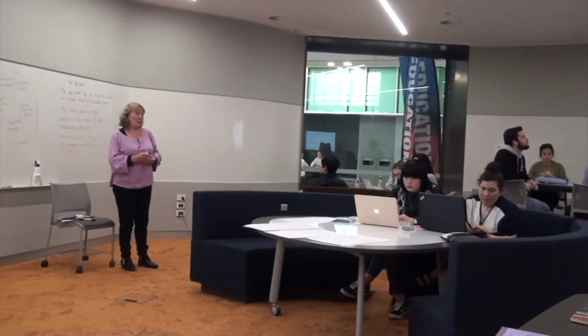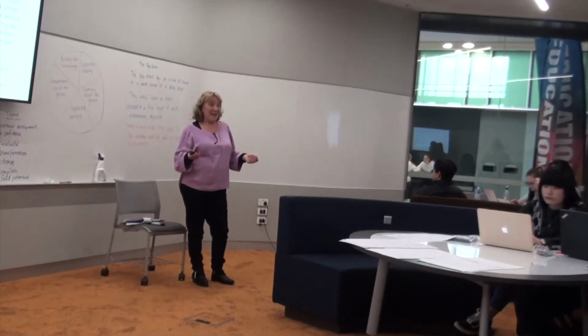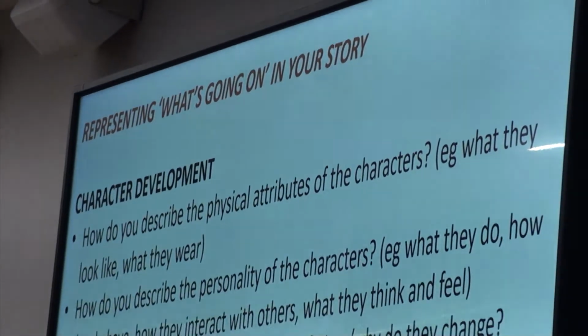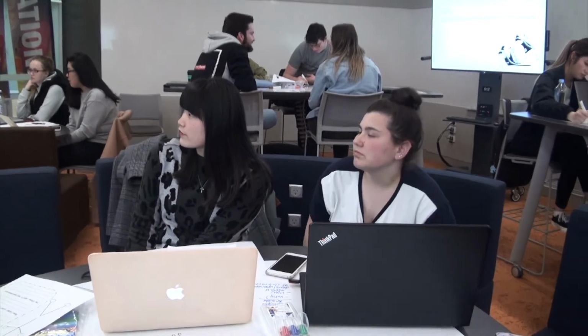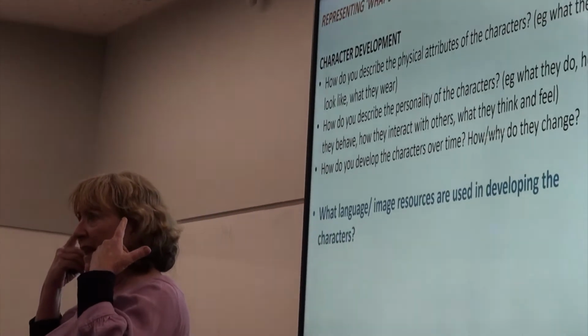So we're going to do an activity now where you can think about the physical attributes of your characters and how you're making your characters come alive to the reader, how you develop personality in your characters. What do they do? How do they behave? Their interactions with each other. What are they thinking and feeling?